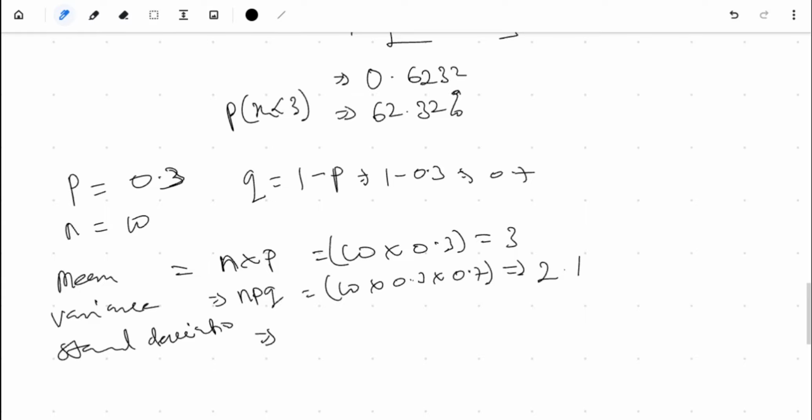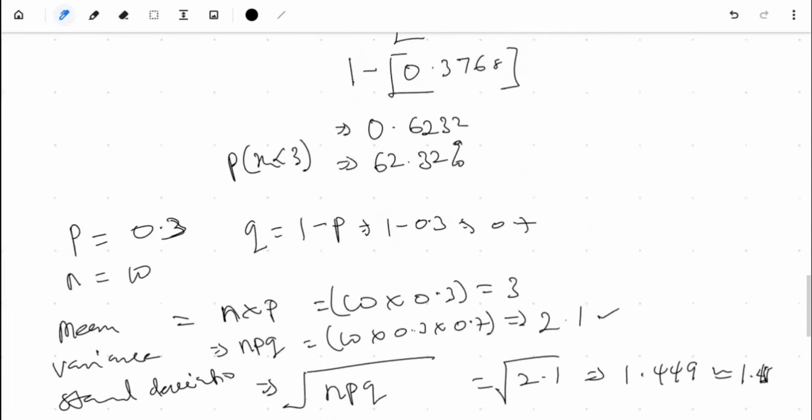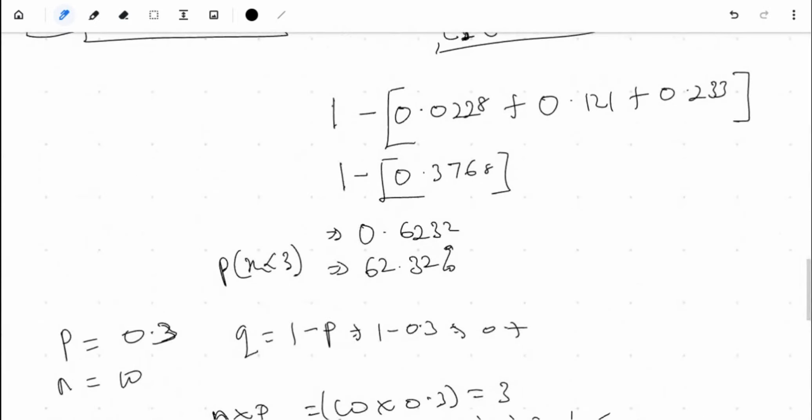And then our standard deviation is the root of our variance. So the root of 2.1 is going to give us 1.449. So we can round it to 1.5 as our standard deviation, and then 2.1 as our variance, and 3 is our mean, right? So this is all for this section about binomial distribution.